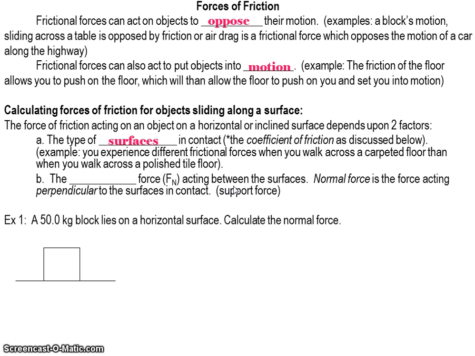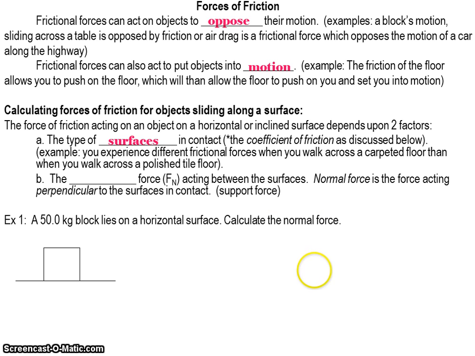If you think about it, a sock on a tile floor doesn't provide a lot of friction. You can slide, whereas a shoe provides a lot more. And we don't change anything about you. You're still the same person. You still have the same mass and the same weight. The difference there is the materials that are in contact.